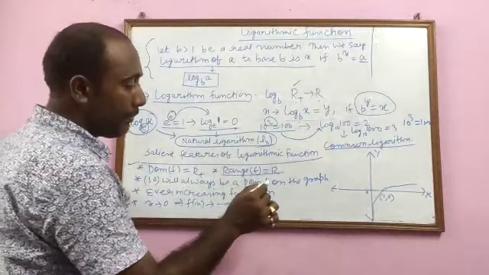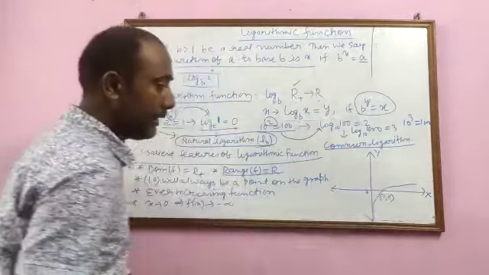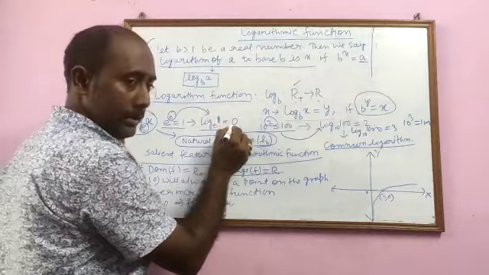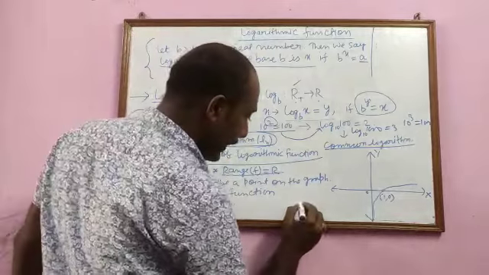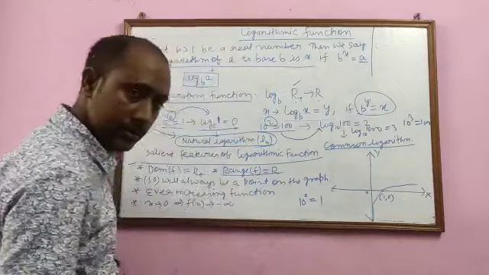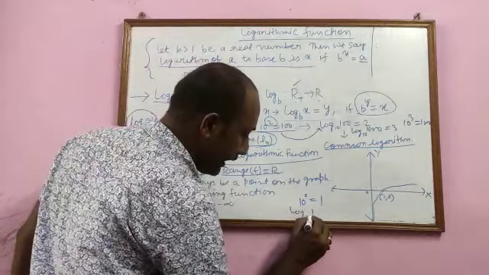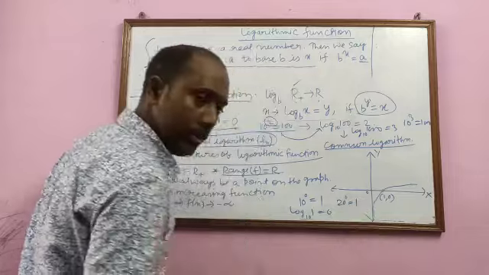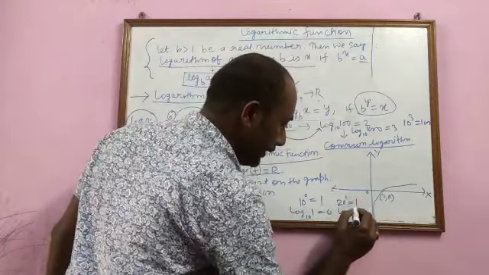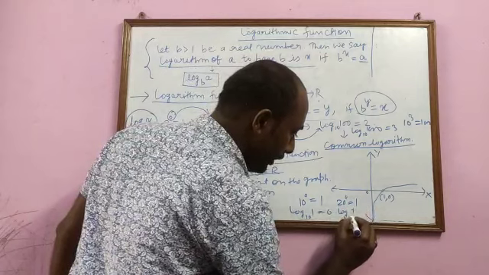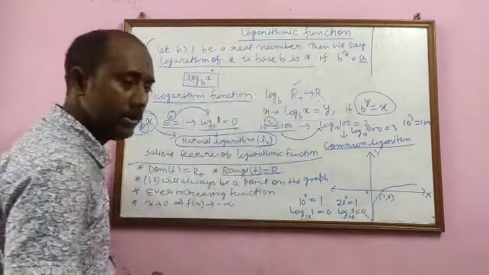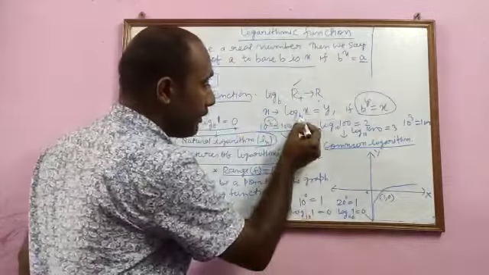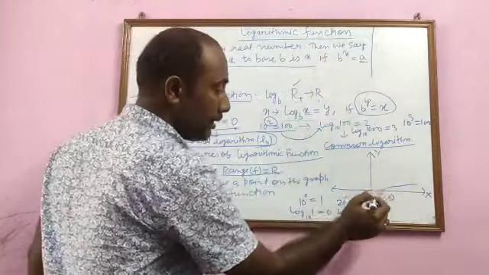1, 0 will always be a point on its graph. In a logarithmic function, like in this case, when you take log 1 to the base e, the result is 0. Similarly, 10 to the power 0 is 1. So when you take log 1 to the base 10, again you will get 0. If you write 20 to the power 0, that will be equal to 1. So here also log 1 to the base 20 will be again equal to 0. So whenever you take the x part as 1, no matter what the base is, you will always get the value of y as 0.